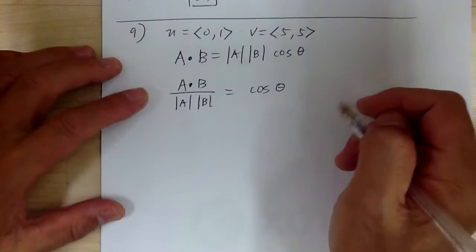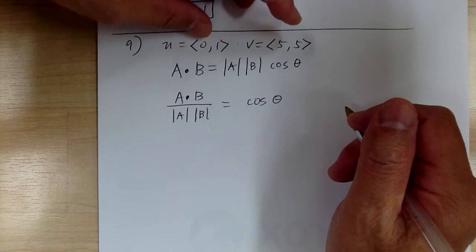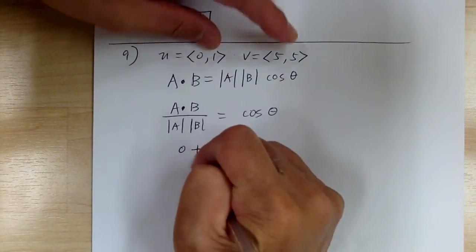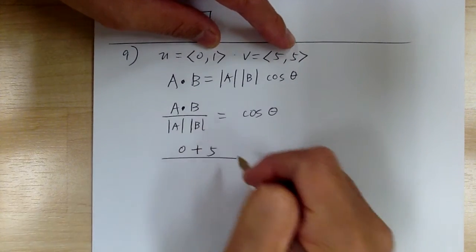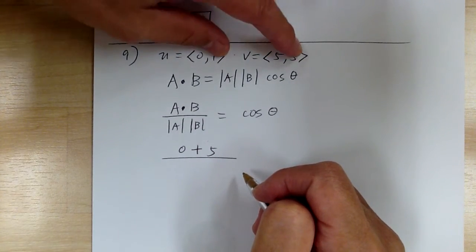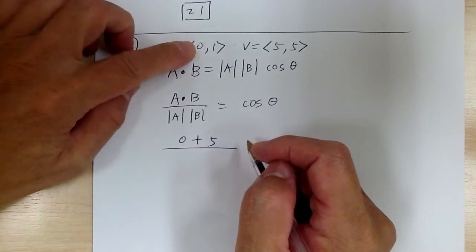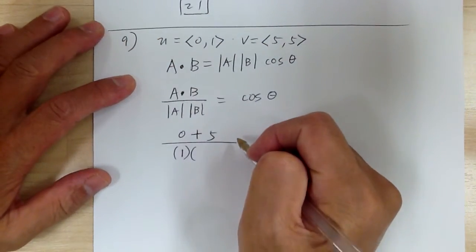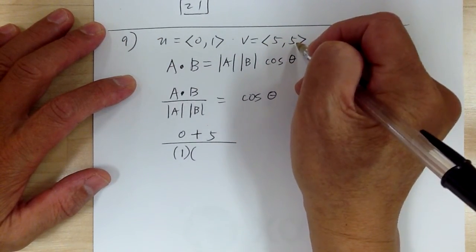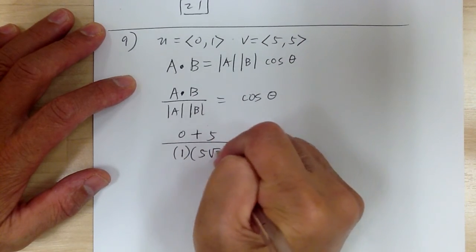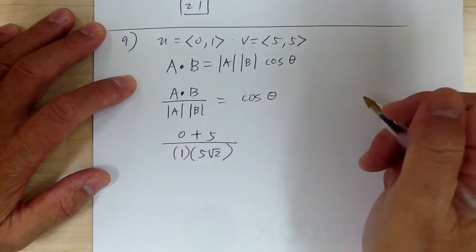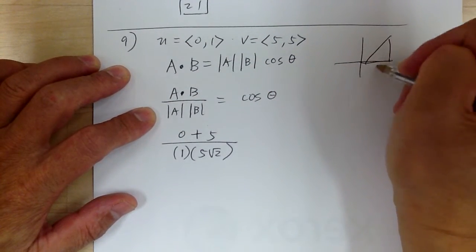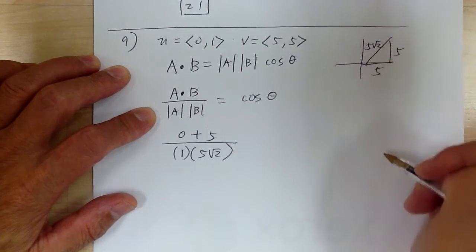So move these things down here, you get A dot B over the length of A times the length of B equal to cosine theta. So let's work it out. A dot B: 0 times 5 is 0, plus 1 times 5 is 5. So that's A dot B. Again, multiply, add. The length of this one, use your Pythagorean theorem, or this is a 45-45 special triangle, so you get 5 square root of 2.